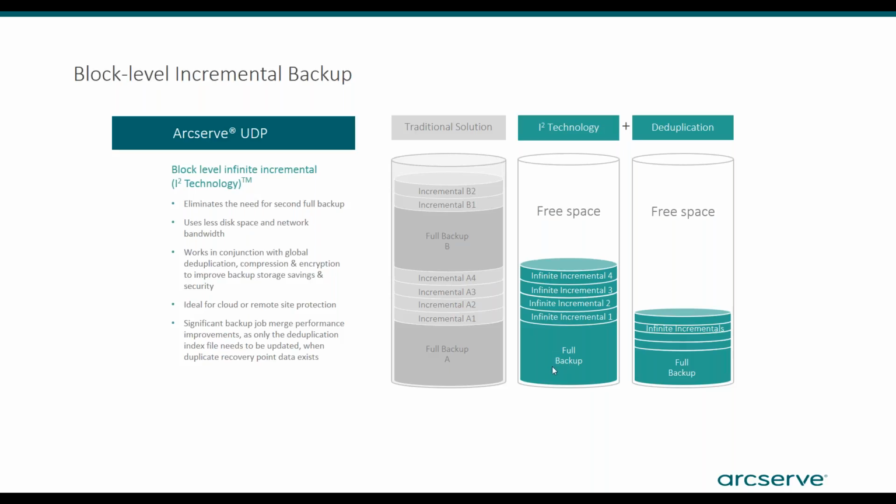You implement something like UDP that can use infinite incrementals, which is what we see here in the middle. We start with a full backup, we build incrementals on top of that, and if you go to any of these incrementals and view them, what you get presented as a user would be, if you will, a full backup. You wouldn't see any difference that it was an incremental. It'd be treated just like it was a full.